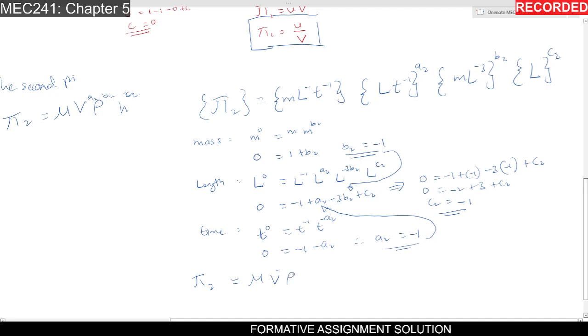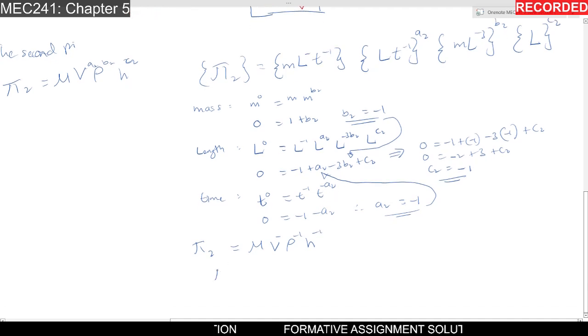Density is B2, also minus 1, and finally the H, C2 here, is minus 1. So the relationship right now for the pi 2 will be viscosity over V rho H. Okay, so that is for the pi 2.